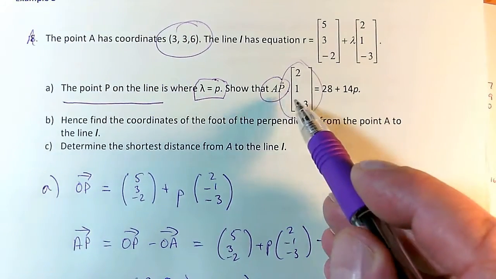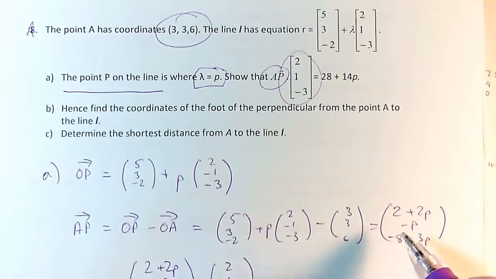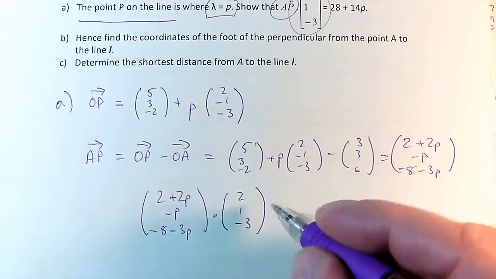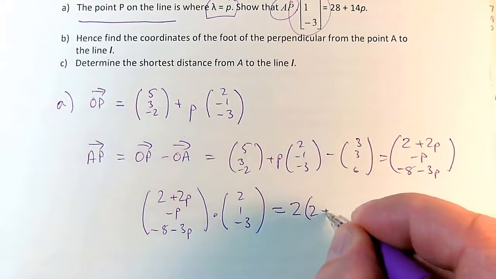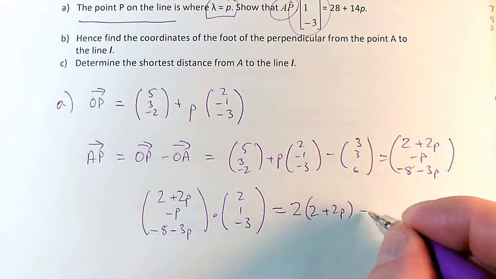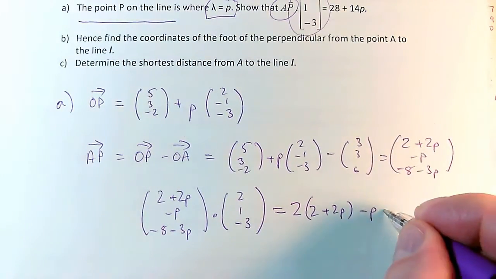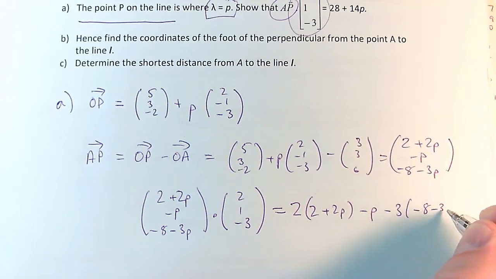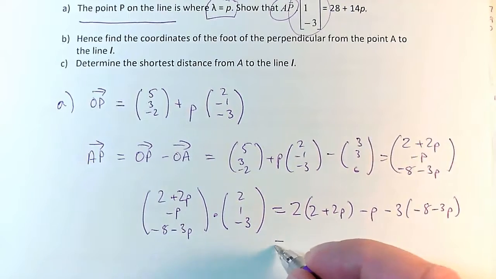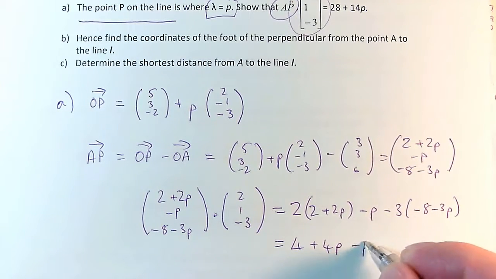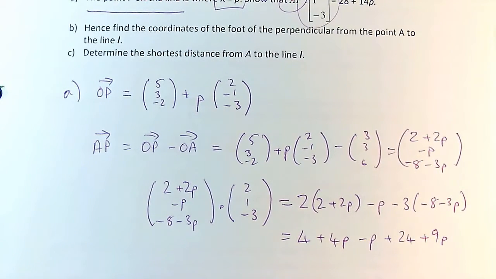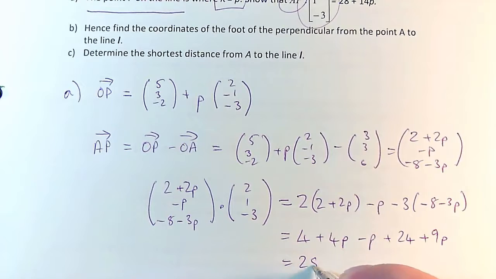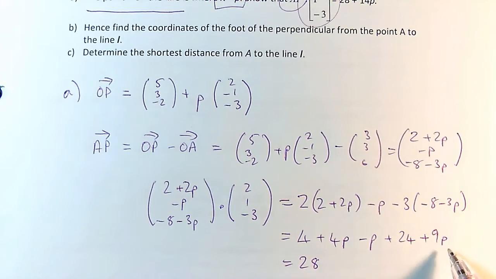And then I've got to do AP dotted with the vector (2, -1, 3). So that's this vector dotted with (2, -1, 3), which I set up here. And so I've got to do 2 times the bracket of 2 plus 2P, and then 1 times minus P is minus P. And this bottom thing is going to be minus 3 times a bracket of minus 8 minus 3P. So I've just got to multiply this all out. So I get 4 plus 4P minus P plus 24 plus 9P. Okay, so what am I going to get? I've got 4 plus 24, so I'm going to get equals 28. And I'm going to have 4P minus P is 3P plus 9P is plus 12.